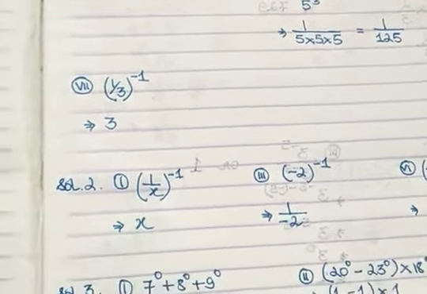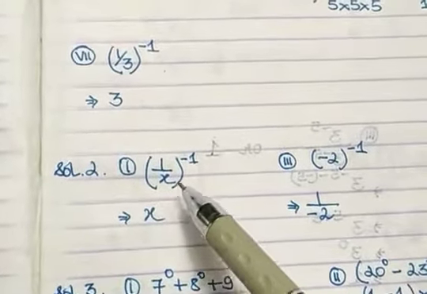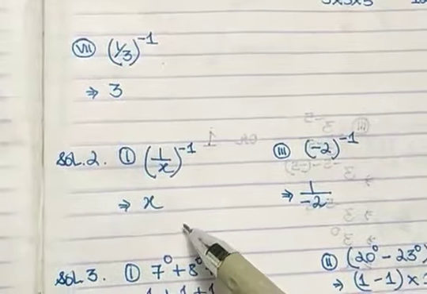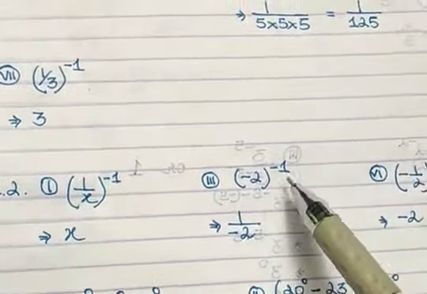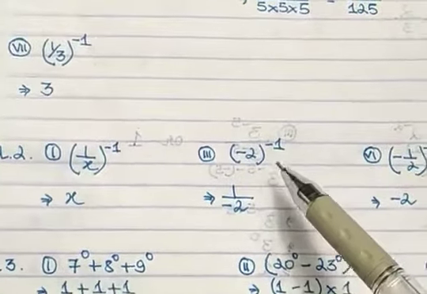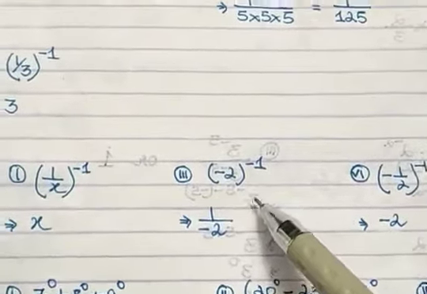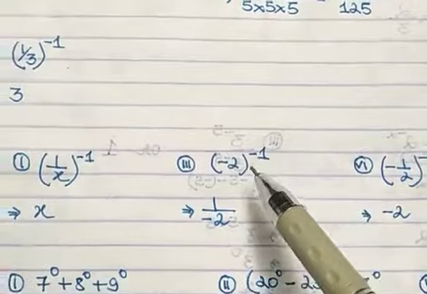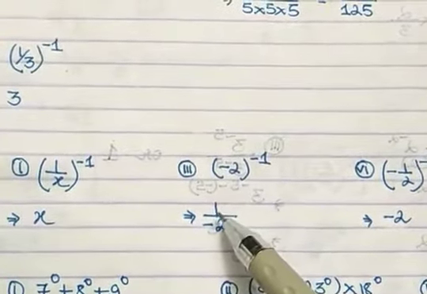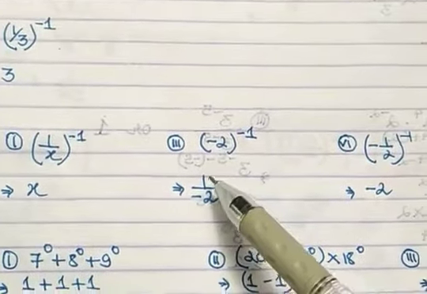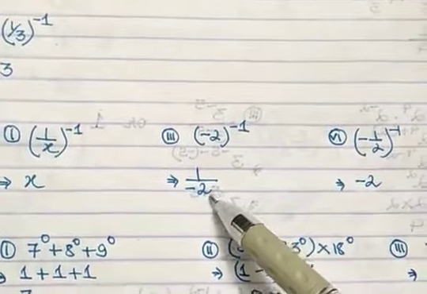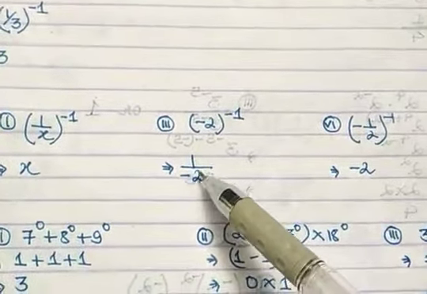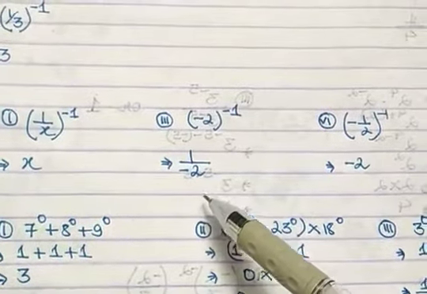Question number 2 we have here is 1 by x to the power minus 1. Again the same thing, simply reciprocated. We got directly x. Next, minus 2 to the power minus 1. So simply reciprocated. Remember, the sign of the base doesn't change when reciprocated. So that is why, see, 1 by minus 2. We don't need to write to the power 1. So simply 1 divided by minus 2.